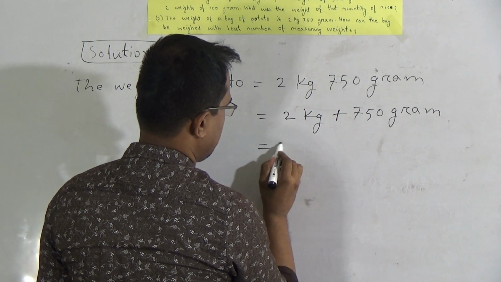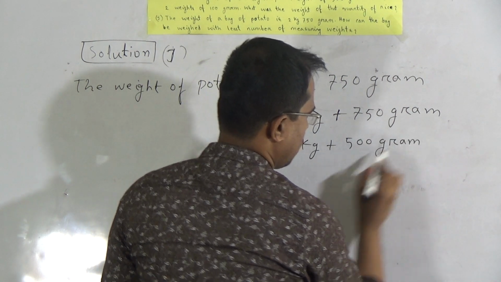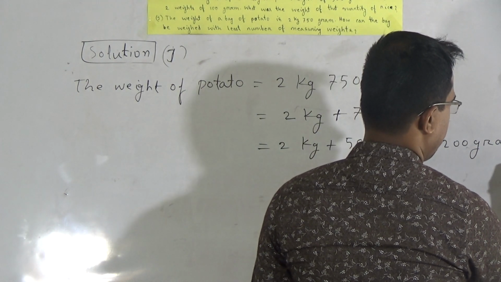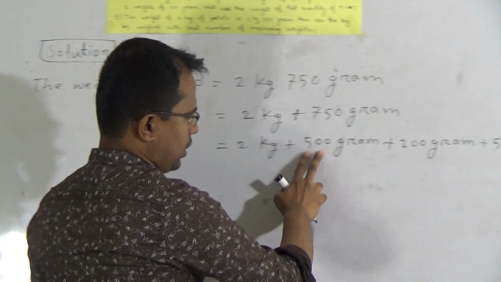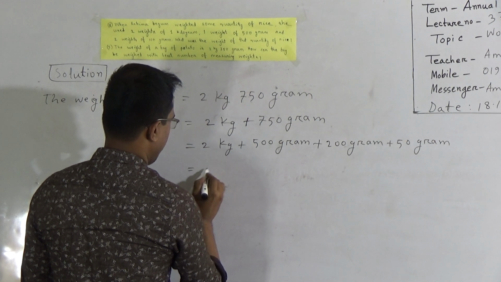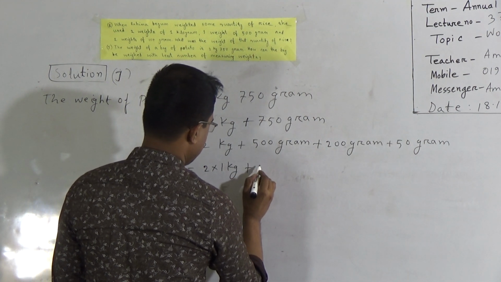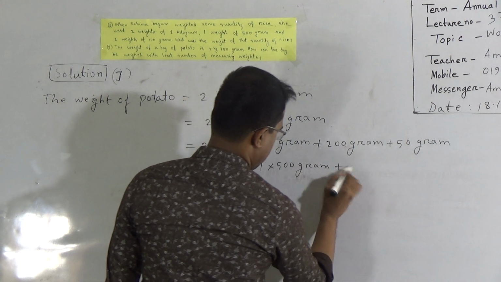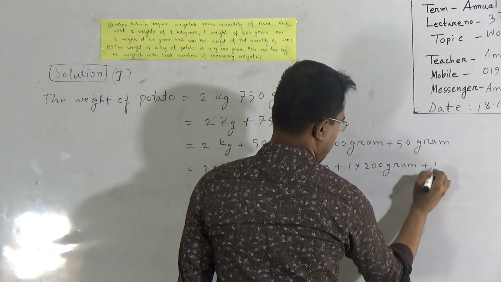That we can write as 2 kg plus 500 gram plus 200 gram plus 50 gram. We know that a weight of 500 gram exists, a weight of 200 gram also exists, and a weight of 50 gram also exists. And we can write it as 2 multiplication 1 kg plus 1 multiplication 500 gram plus 1 multiplication 200 gram plus 1 multiplication 50 gram.